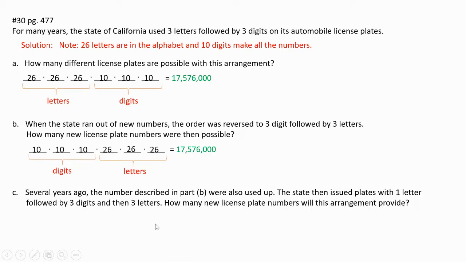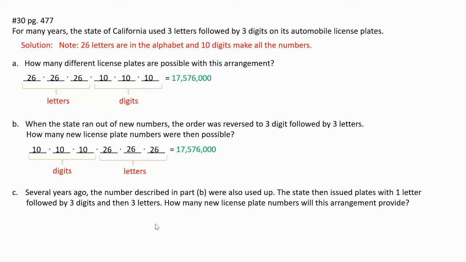Okay, now let's go to C. Several years ago, the numbers described in part B were also used up. The state then issued plates with 1 letter followed by 3 digits and 3 letters. How many new license plates will this arrangement provide?